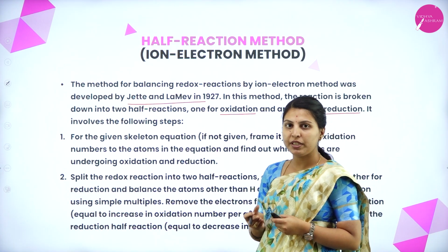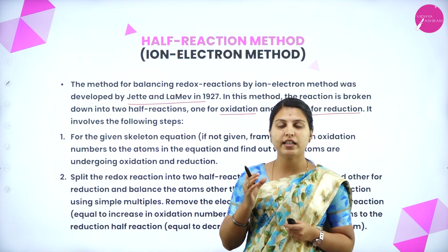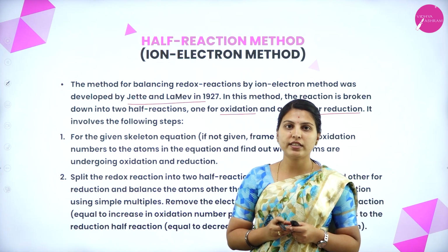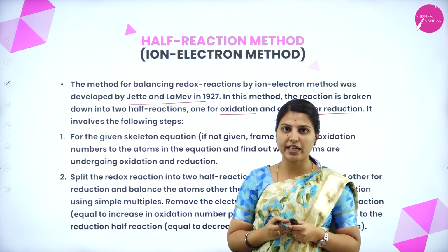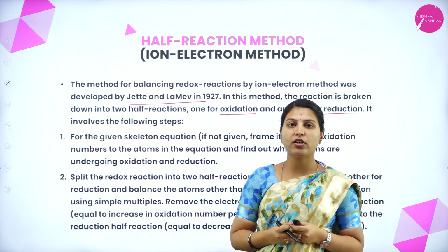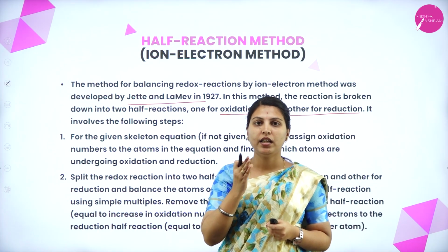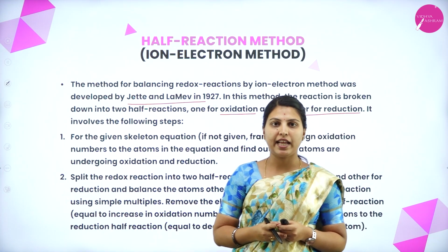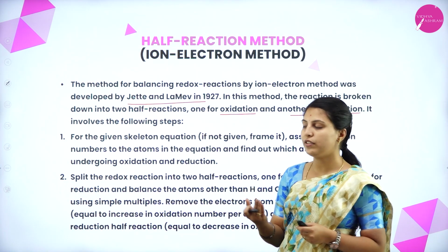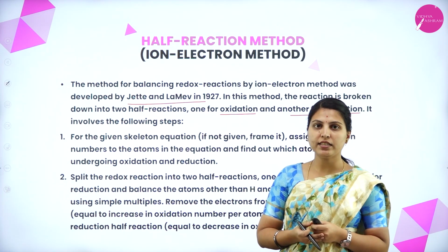A redox reaction itself shows that the reaction contains an oxidation reaction and a reduction reaction. So, to balance the redox reaction by the half reaction method, you have to separate the oxidation and reduction reactions. To separate and balance, there are the following steps we will discuss one by one.